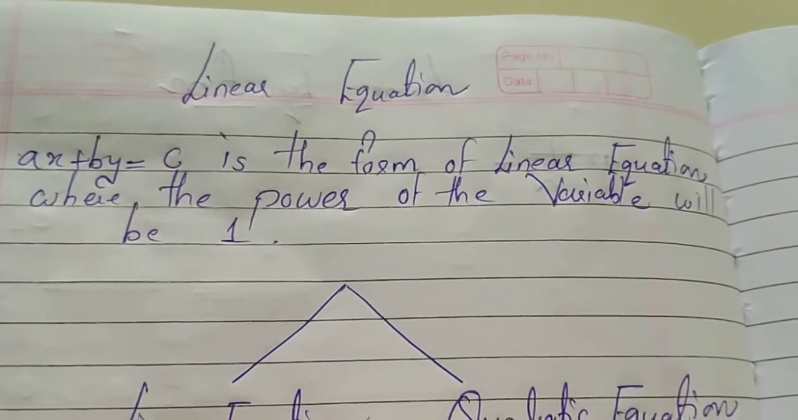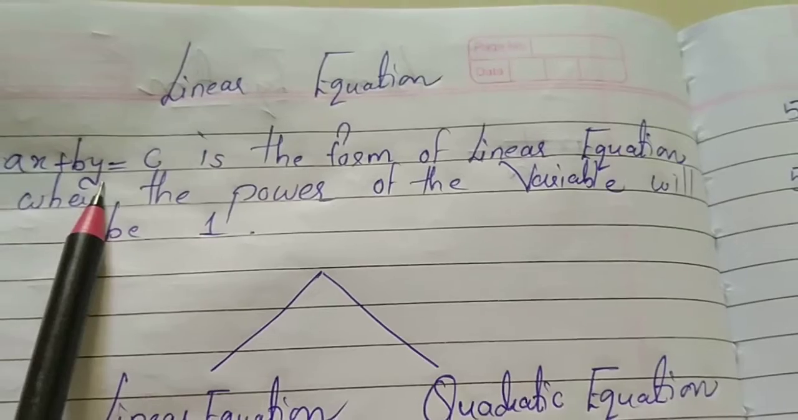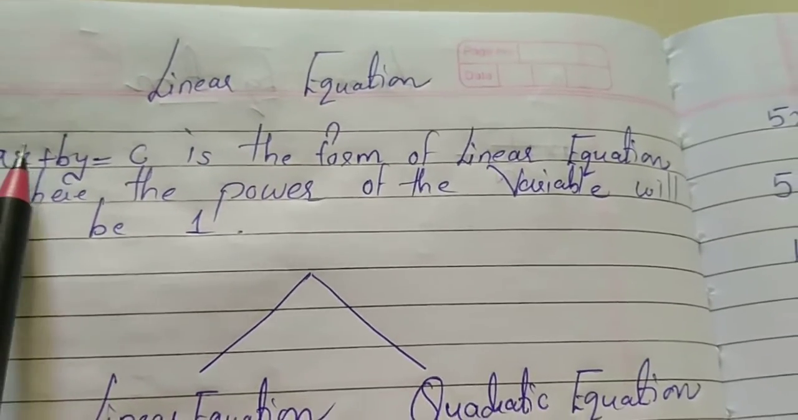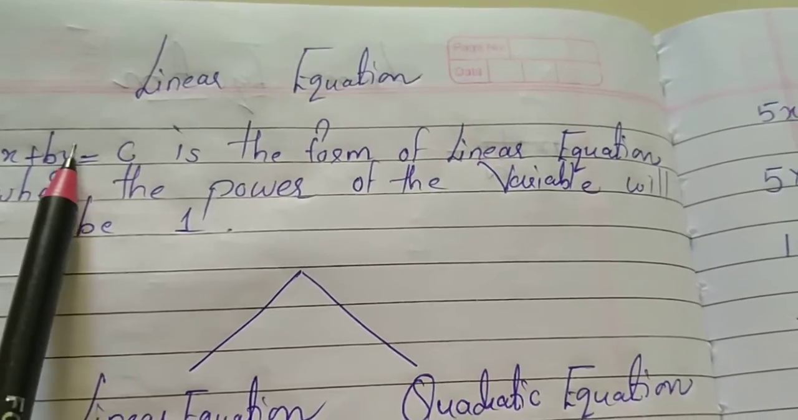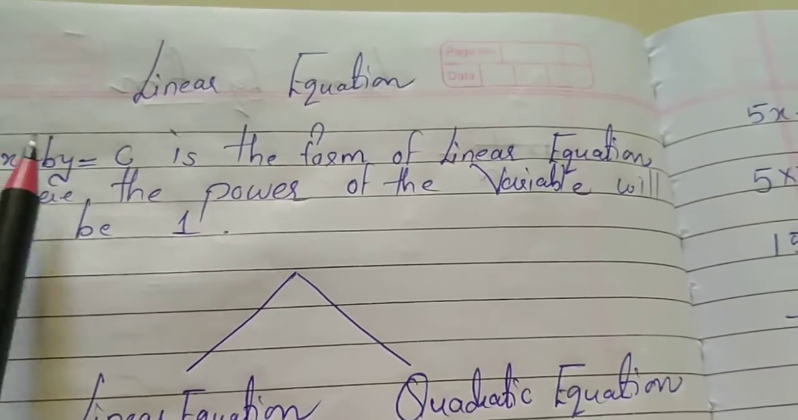Now what is the meaning of variable? Variable means alphabet. Here you can see x and y are the variables in a linear equation. The power of this x is 1 and the power of this y is also 1. When I am not writing any number, that means the degree is 1 only.